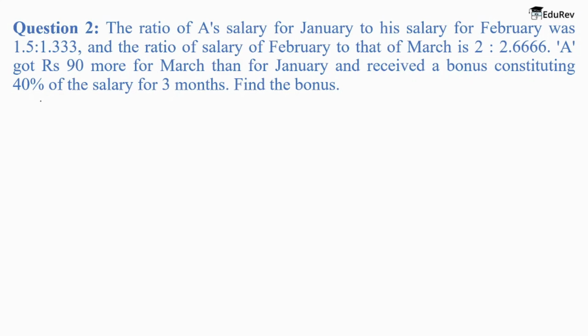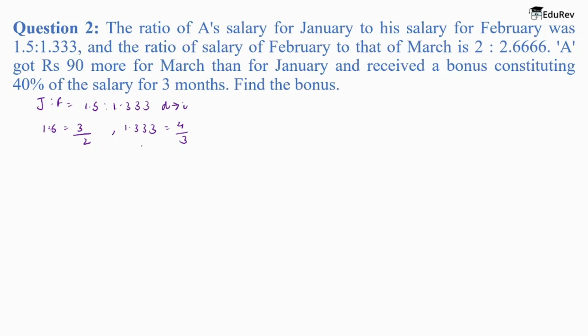Now see here, we know that January is to February is equal to 1.5 is to 1.333. Now 1.5 can be written as 3 by 2 because we have already done that. We have to convert the decimal value into integers. So 1.5 can be written as 3 by 2 and 1.333 can be written as 4 by 3.